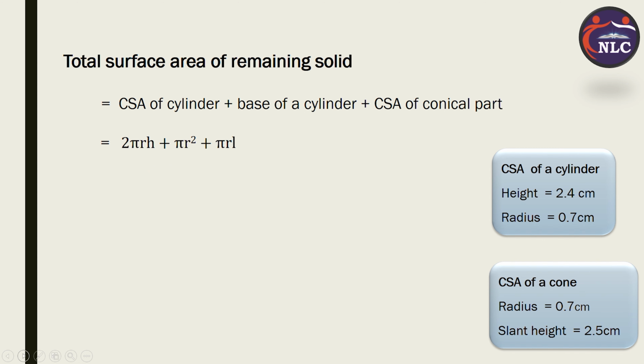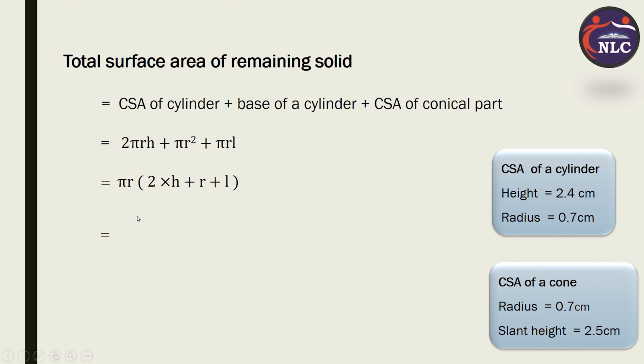In this the r is common. In the CSA of the cylinder the radius is 0.7. In both the cases the radius is the same. The base area of the cylinder also has the same r. So we can simplify the formula by taking pi r as common. Pi r into 2h plus r plus L. After simplifying, the calculation becomes easy. Instead of 2.4, we can take it as 24 by 10, or if we are okay with the decimal number, we can do it with the decimal number also.